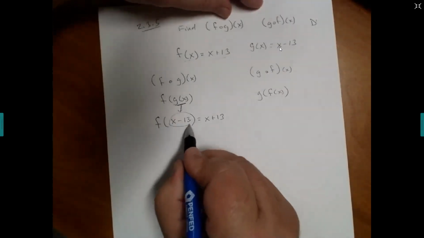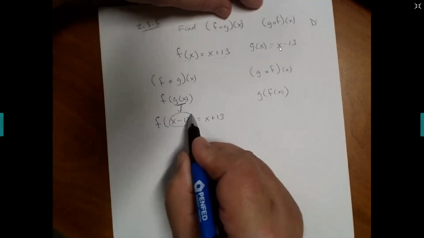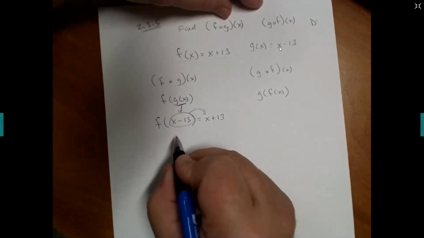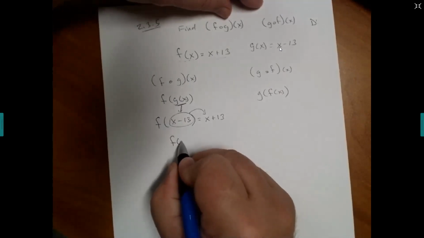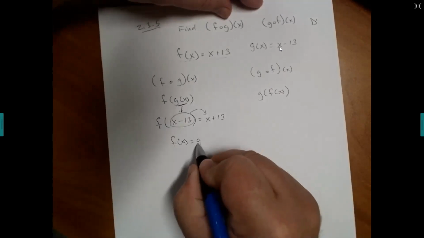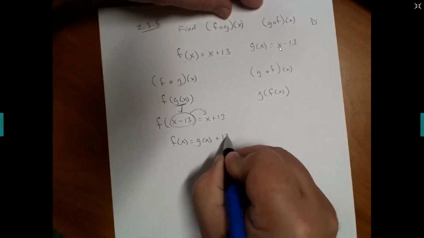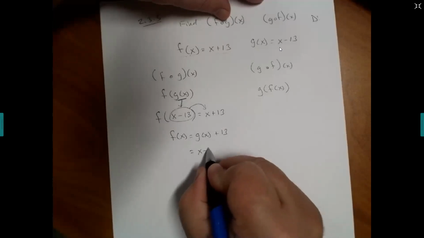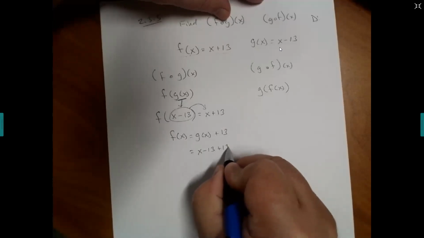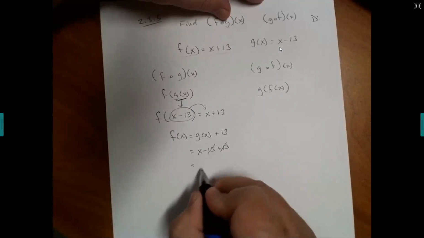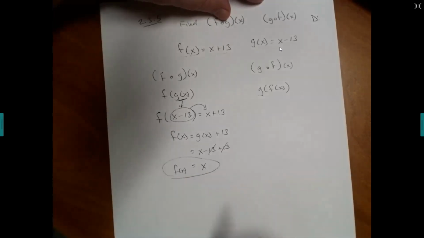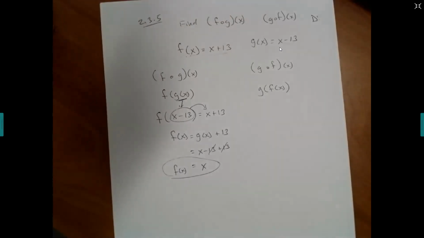Now, anywhere I see an x in my other equation, I put whatever g of x is. So this is the same thing as saying f of g of x equals g of x plus 13. g of x is x minus 13 plus 13. They cancel. So f of g of x is x.